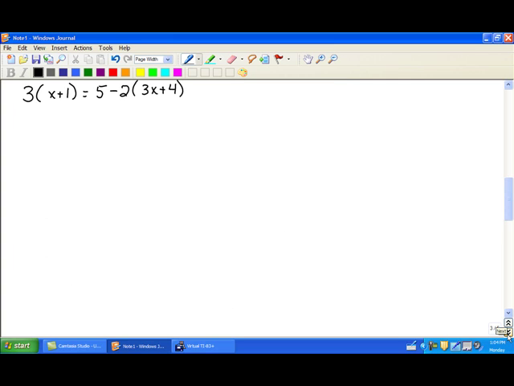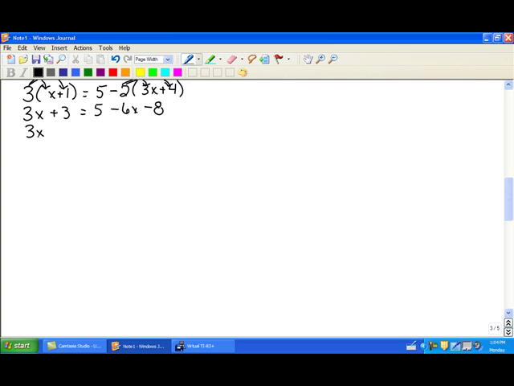Going to our next problem, when we have distributive properties, you need to clear the parentheses first. On the left side, we're going to do 3 times the x and 3 times the 1, leaving us with 3x plus 3. On the right side, we're going to have to distribute the negative 2 across the parentheses. Negative 2 times 3x is negative 6x. Negative 2 times positive 4 is negative 8.